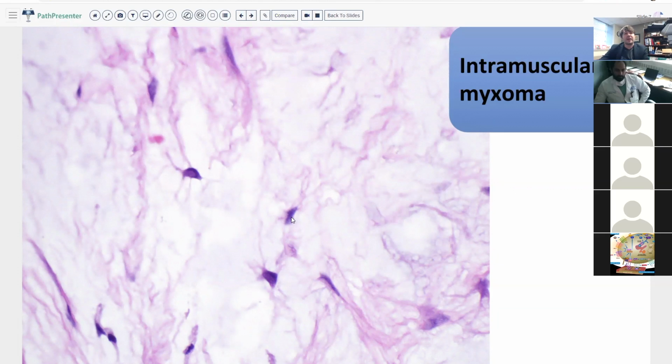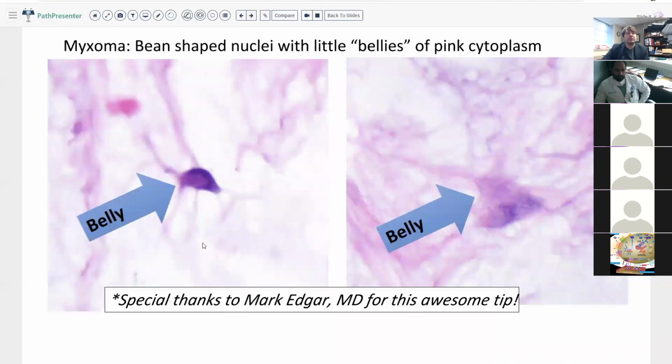But Mark Edgar always came up with these really great visual analogies in soft tissue pathology, and I've retained and continue to teach so many of them. So this is an example of that. Let's get a closer view of the little bellies. See that little blob, that belly of cytoplasm here? It's not quite as well formed, but this is a really nice little tip that you tend to see in myxomas. You don't have to have it, but when you find it, it's very satisfying, I think. So that's a good example of the bean-shaped nuclei with the bellies of cytoplasm from myxoma.